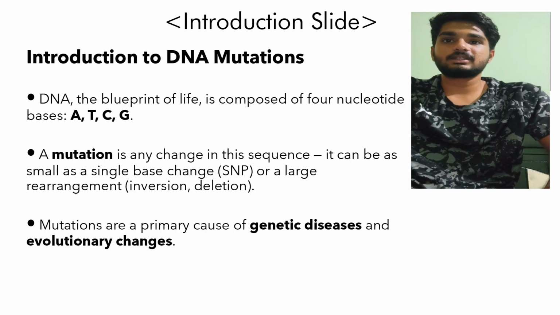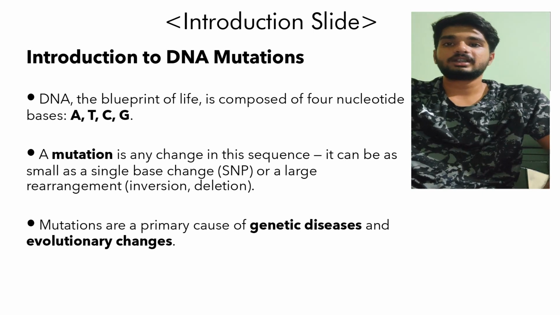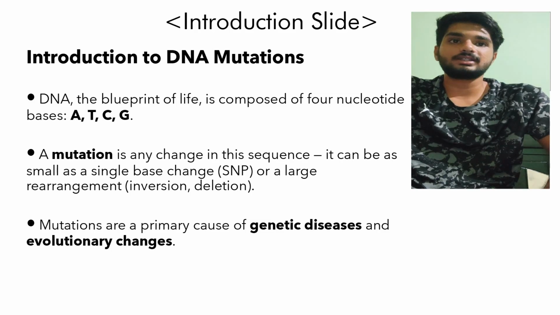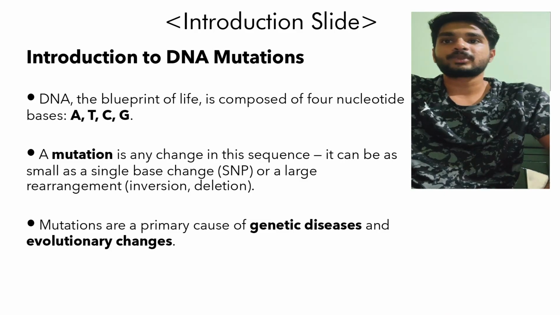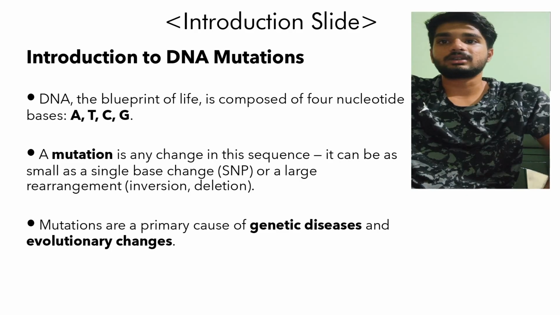Let's begin with the basic understanding of DNA mutations. DNA is the blueprint of life, made up of 4 nucleotide bases: A, T, C, and G. These bases are arranged in specific sequences that carry genetic information. A mutation is any change in this sequence. It can be as small as a single base substitution, also known as a single nucleotide polymorphism (SNP), or as large as a segment being inserted, deleted, or inverted.